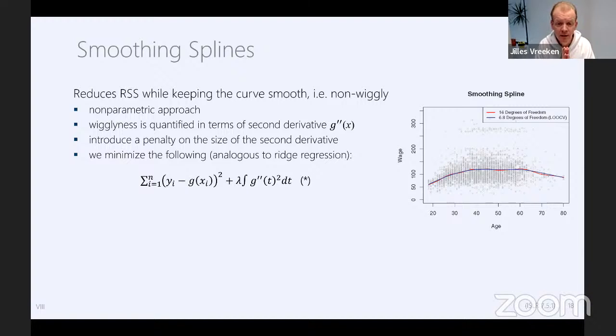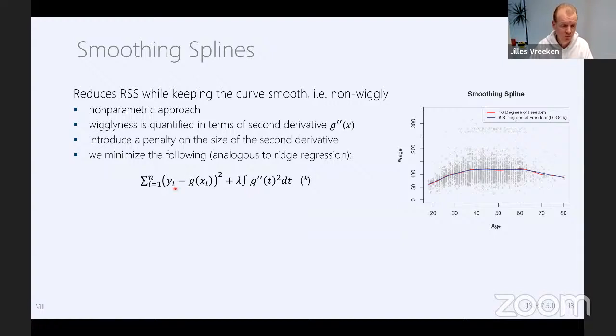Good. So what we're going to do now is evaluate the wiggliness of the function by taking the second derivative of the function we're fitting. First derivative is the slope. Second derivative is the wiggliness. The more wiggly the function is, the more prone to overfitting we are, right? So what we effectively do when fitting a smoothing spline is that we introduce a penalty on how wiggly the function is, on how large this second derivative of the function is. And then effectively, we arrive at this.